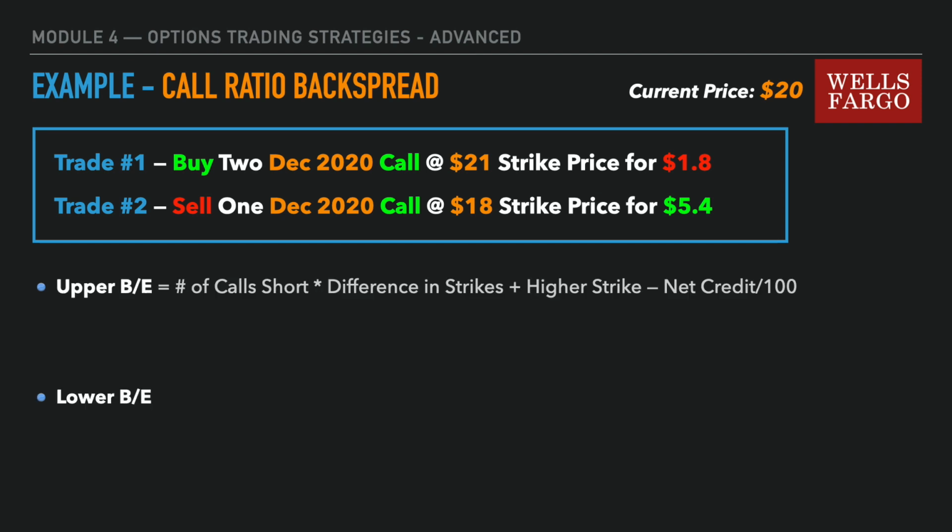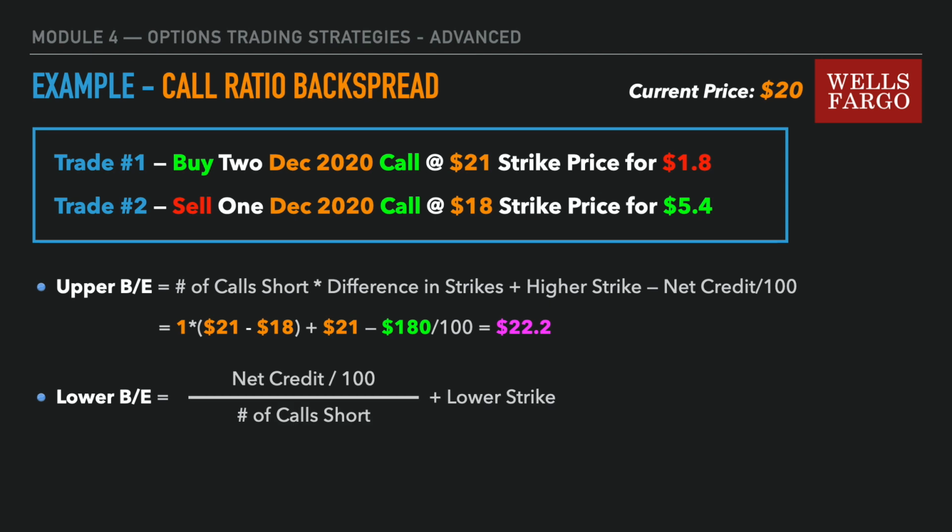First, your upper break-even price would be the number of the call options you have shorted multiplied by the difference in the strike, then plus your higher strike price, and finally minus the net credit divided by 100. After the calculation, we can get the upper break-even price is $22.2. Your lower break-even price would be your net credit divided by 100 and then divided by the number of calls you have shorted, and finally plus the lower strike price. And then after the calculation, we can get the lower break-even price is $19.8.